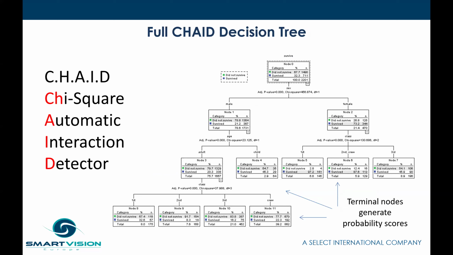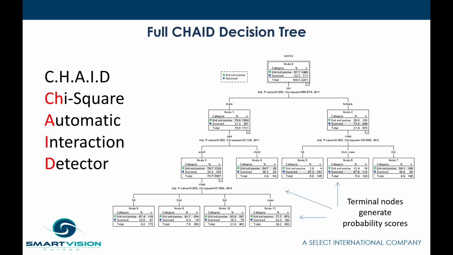This type of decision tree, because it's based on chi-square, is called CHAID, and it stands for chi-square automatic interaction detector, because it's an automatic calculation of chi-square, and it's automatically looking at interactions and it's detecting them. And here we can see on the male branch of the decision tree, it splits it by age, and it says that's actually statistically significant.